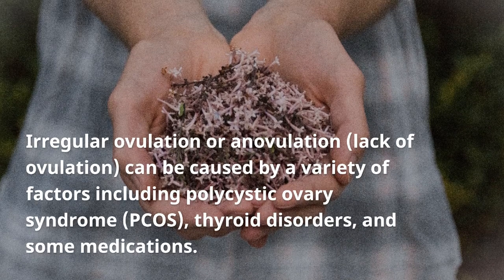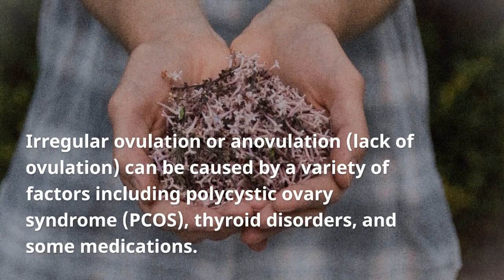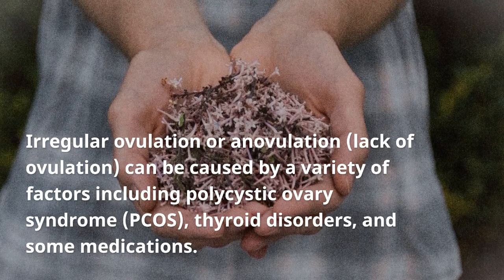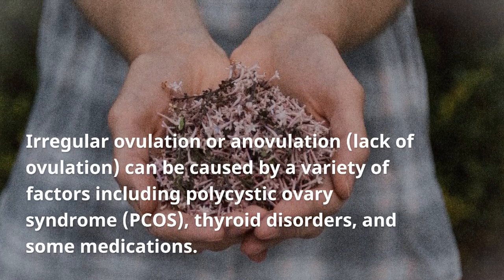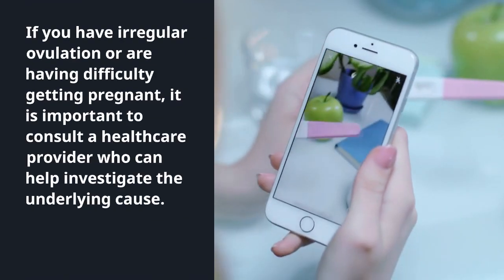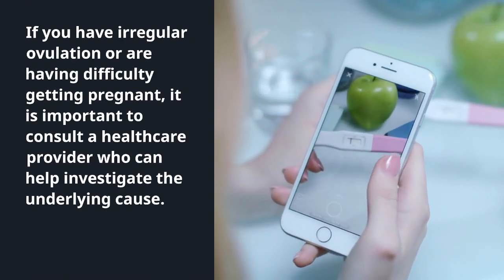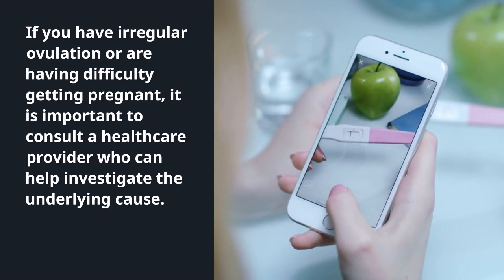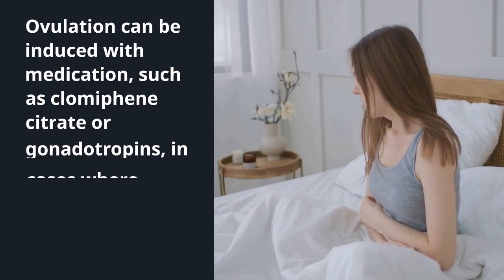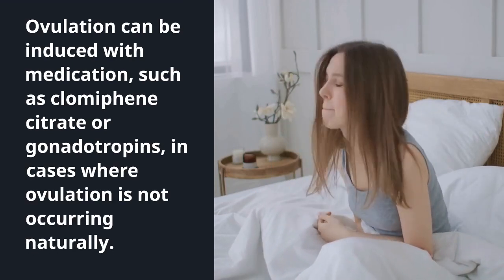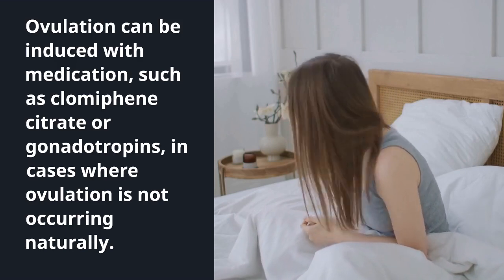Irregular ovulation or anovulation, lack of ovulation, can be caused by a variety of factors including polycystic ovary syndrome, PCOS, thyroid disorders, and some medications. If you have irregular ovulation or are having difficulty getting pregnant, it is important to consult a healthcare provider who can help investigate the underlying cause. Ovulation can be induced with medication, such as clomiphene citrate or gonadotropins, in cases where ovulation is not occurring naturally.